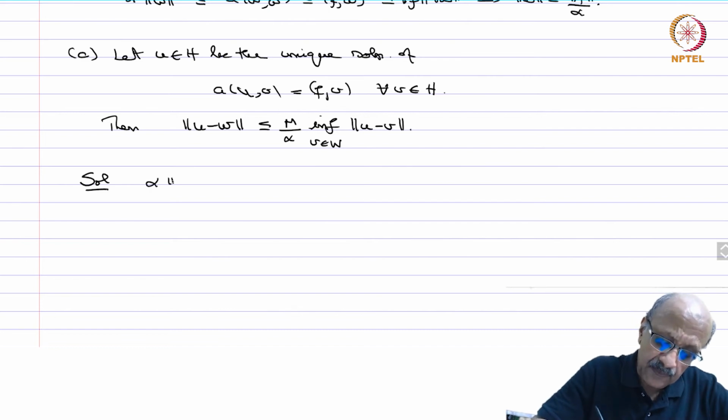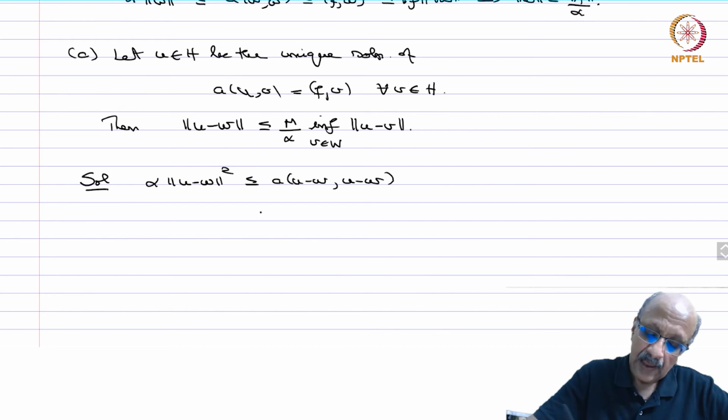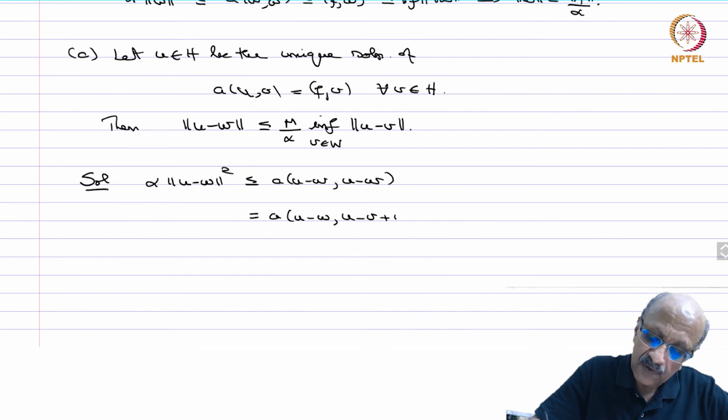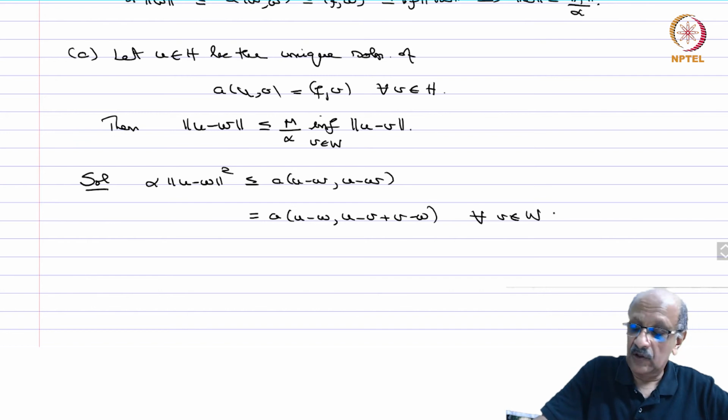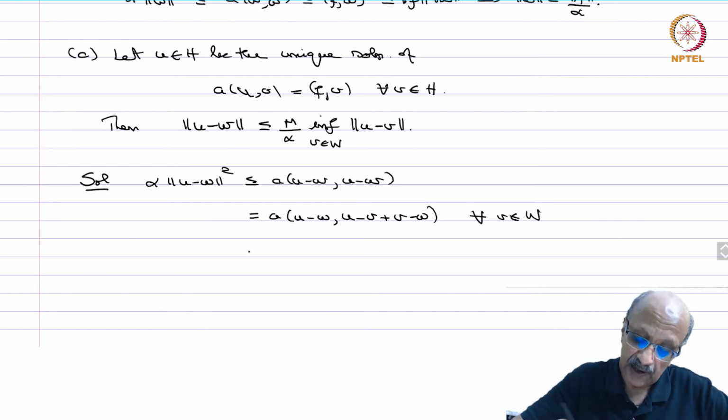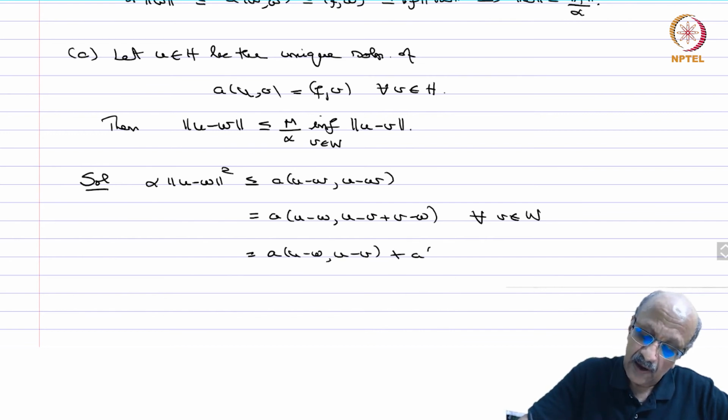So alpha times norm u minus w square is less than or equal to a(u minus w, u minus w). I am going to subtract and add something. So u minus w, u minus v plus v minus w, for all v in W. It's for all v anyway. I am going to do it for that. This is equal to a(u minus w, u minus v) plus a(u minus w, v minus w).